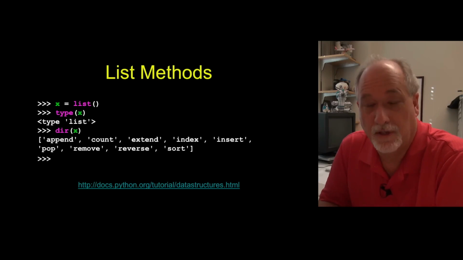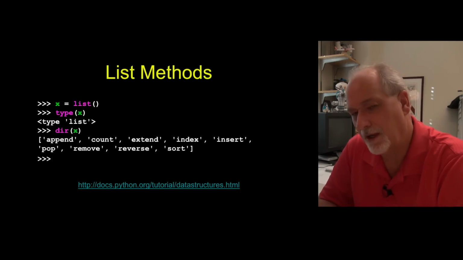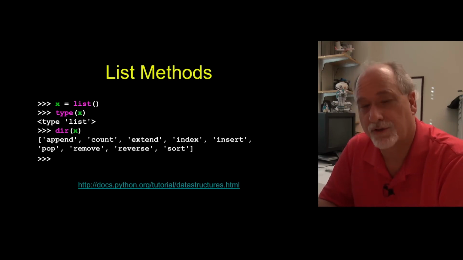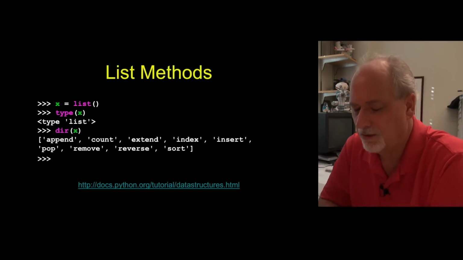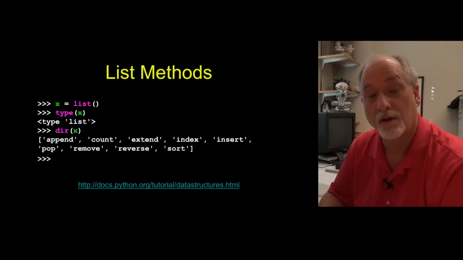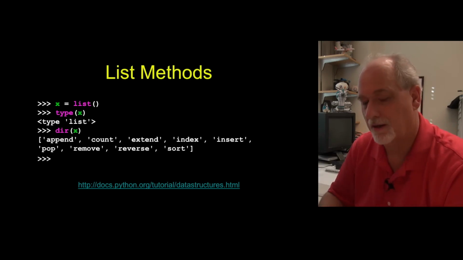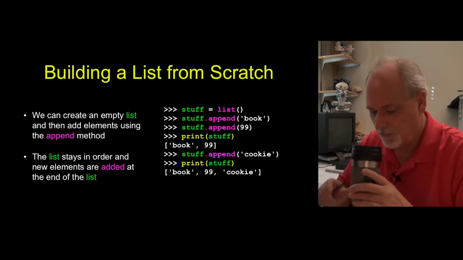There are a number of different methods, and you can look up all the documentation for list. I often just use the dir command to remind myself of them. Append adds to the list. Count looks for certain values in the list. Extend adds things to the end of the list. Index looks things up in the list. Insert allows the list to be expanded in the middle. Pop pulls things off the top. Remove removes an item in the middle. Reverse flips the order of them, and sort puts them in sorted order based on the values. So let's look at a couple of these.